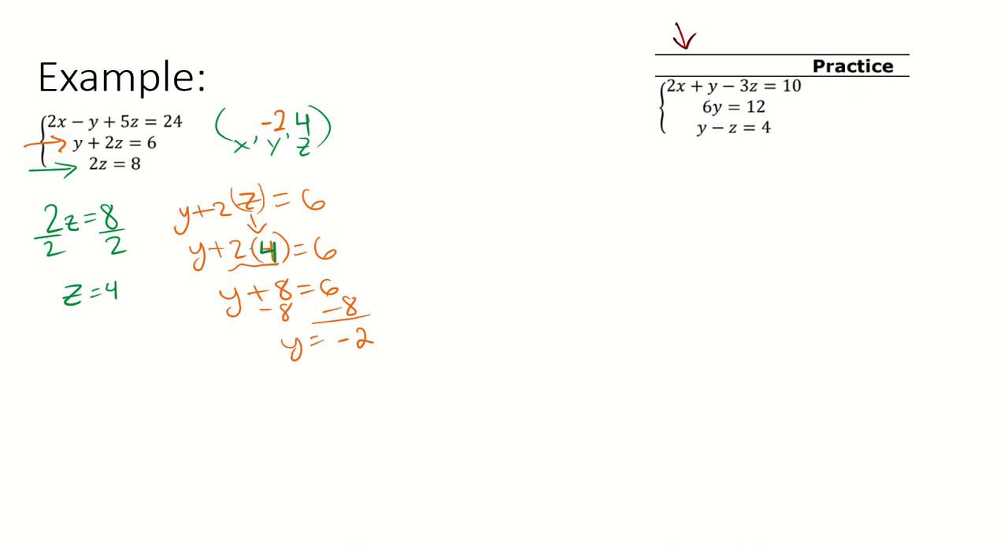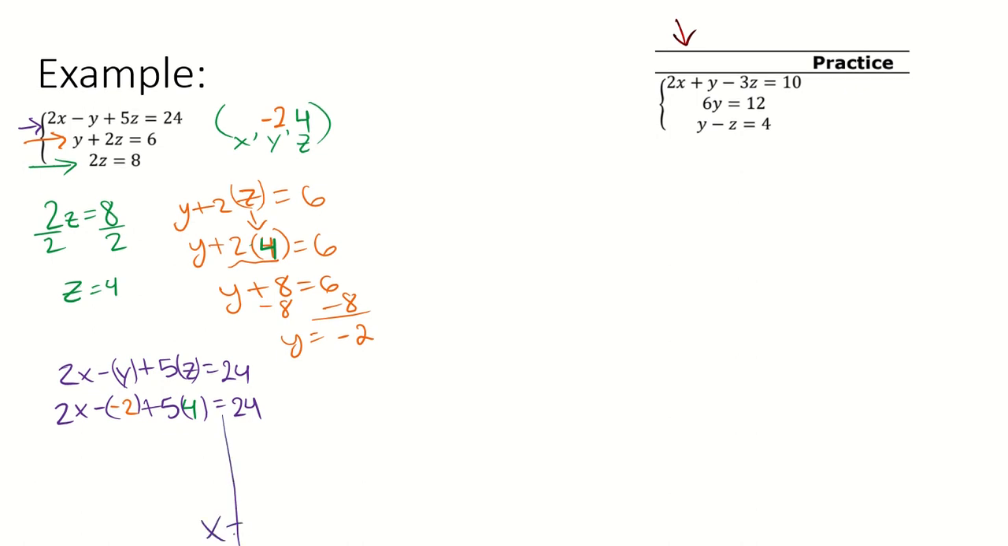So therefore, now we use the last equation, and we solve for x. So we're going to do 2x minus y plus 5z equals 24. And we're going to substitute the y and the z with the values that we have. So we're going to use a 4 for the z, and then we're going to use a negative 2 for the y. And everything else we copy down. So 2x minus parentheses plus 5 parentheses equals 24. And now notice that only x is there. So our goal is to solve for x.